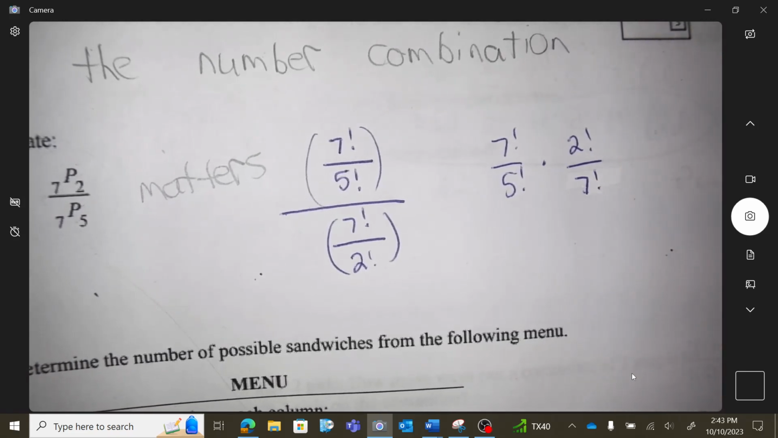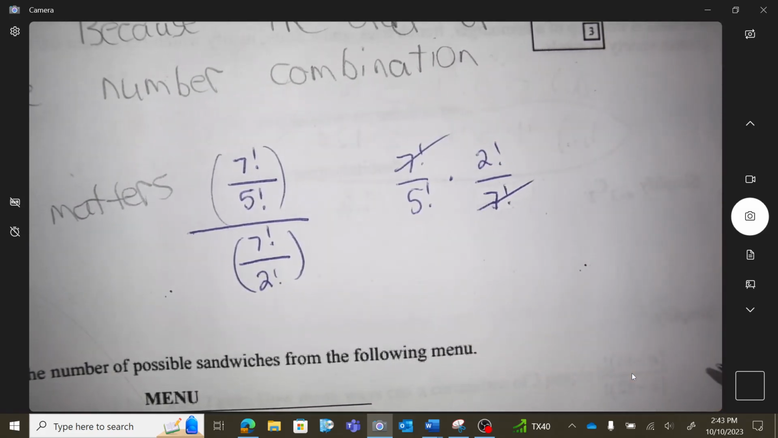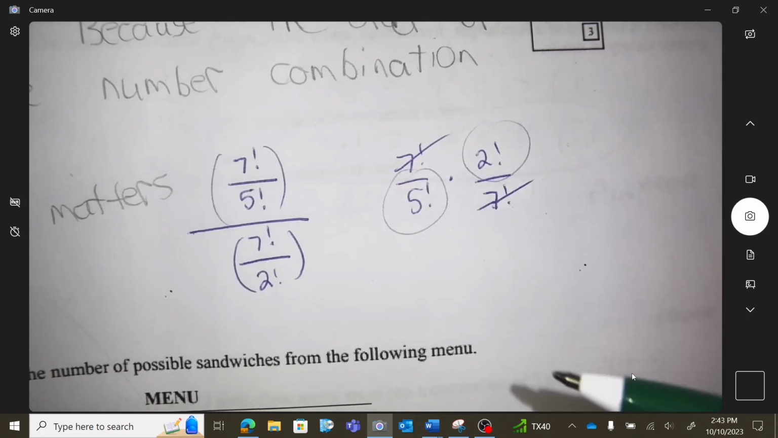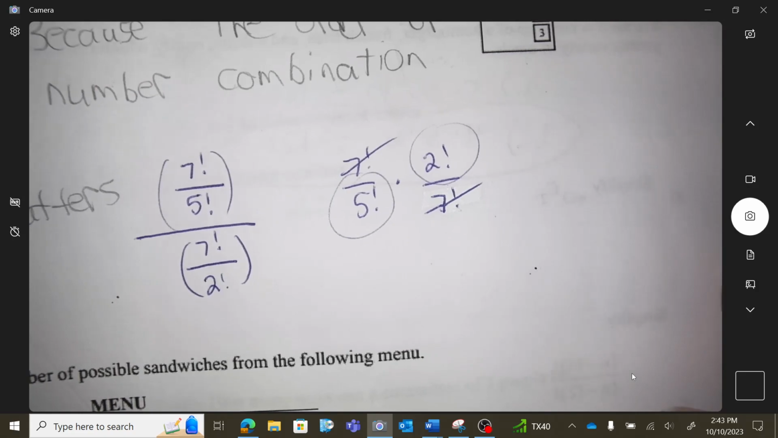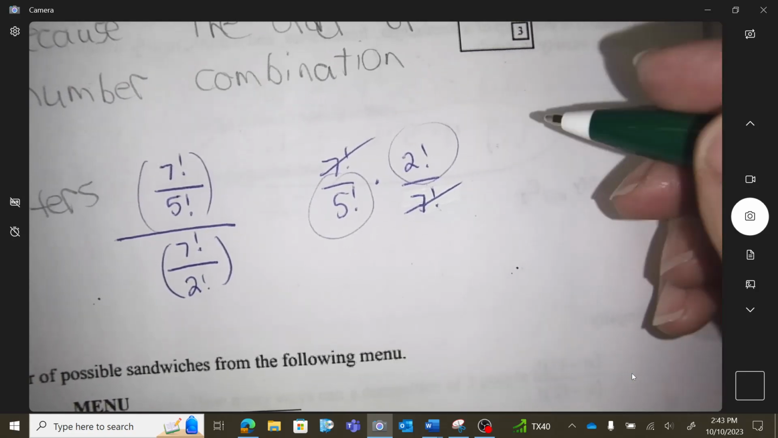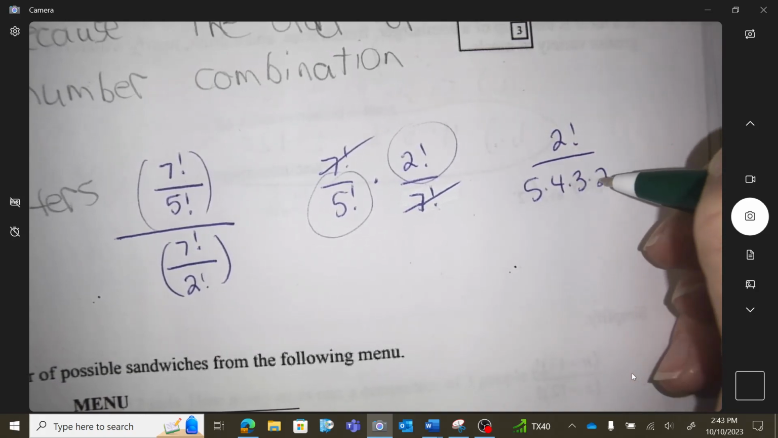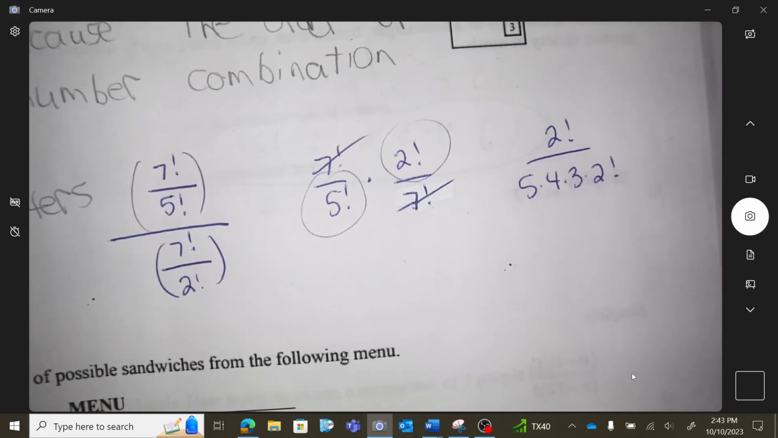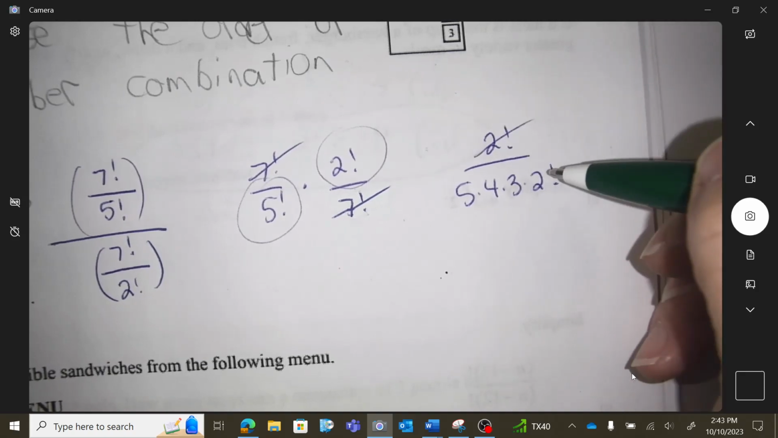Times flip. This cancels completely. And then you're left with this and this right now. Which one of those should I start expanding? 5. So 5, 4, 3, 2, and beyond. So I'm doing all of this without my calculator again. Cancels, cancels.